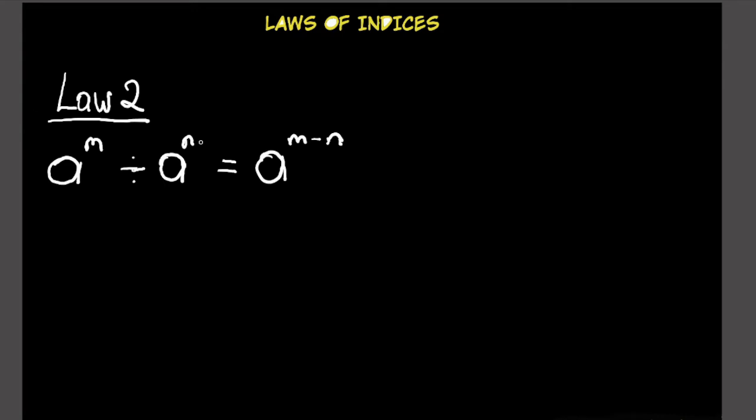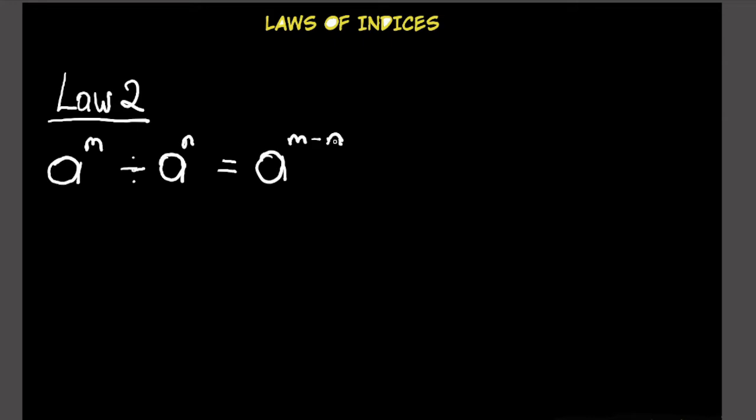The second law of indices is telling us that if you have 2 terms written in index form and they have the same base and one is dividing the other, you keep the base and you subtract the indices. In this case, the first term is a to the m power being divided by a to the nth power. Now we keep the base, which is a, and we subtract m minus n to get the new power that a would be raised to.